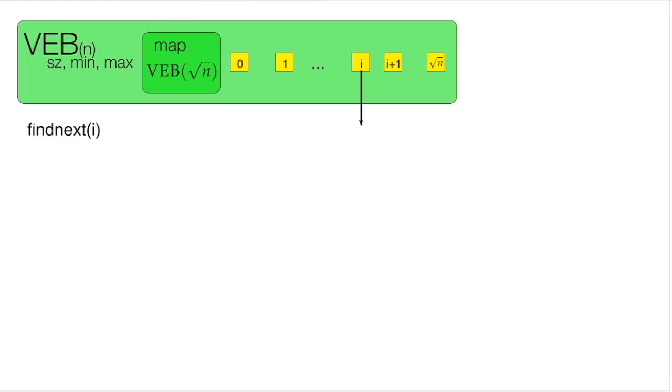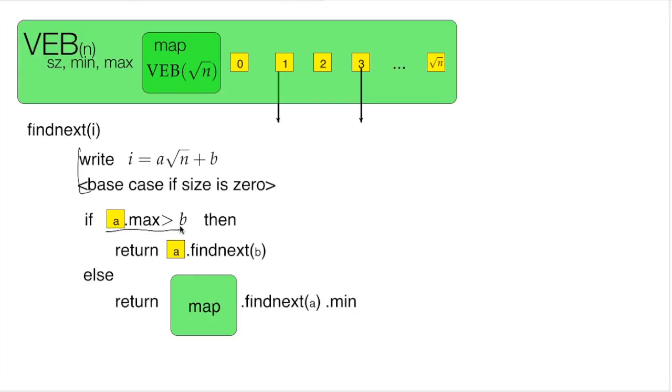So here's how we'd write this out. We're going to, again, write both of these things in handle base cases. And just as we said before, if A max is greater than B, then we're going to return the find next of that thing. Otherwise, we call our map, we find the very next bucket after 3, and return the min of that. And let's again do a recurrence to express the running time right here.